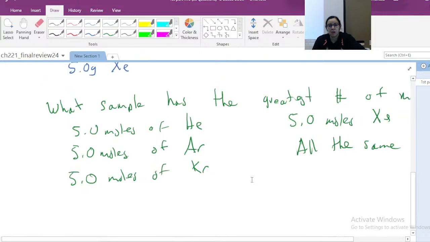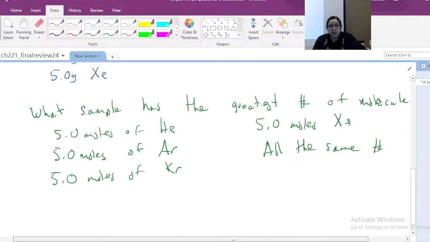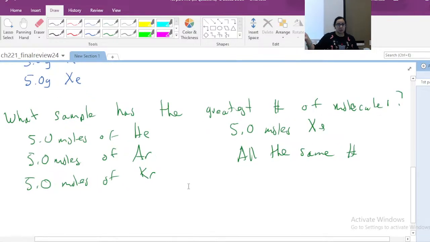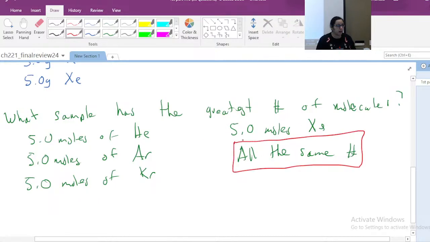And then what's the deal with this one? So they're the same. So that might try to trick you on multiple choice questions. Of course, these are now all moles. So now, of course, all the same number of moles.